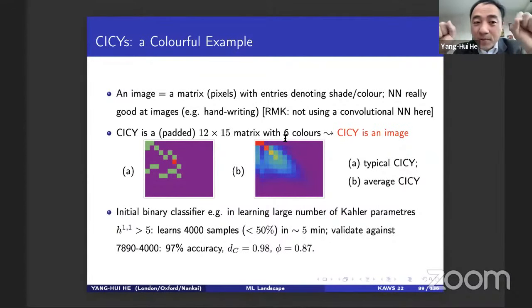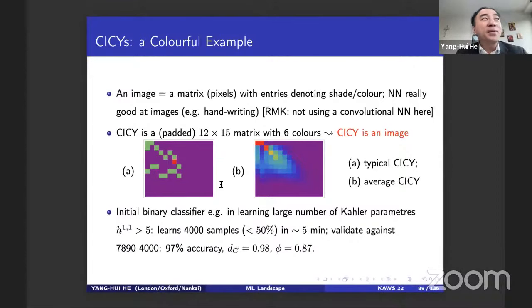But remember, CICYs are matrices, so you can make this even more colorful. Remember, CICYs are matrices of certain size. So if you pad with zeros, a CICY, a complete intersection Calabi-Yau manifold, is a 12 by 15, 6-colored pixelated image. In some sense, this is what got me thinking about this whole problem in the first place.